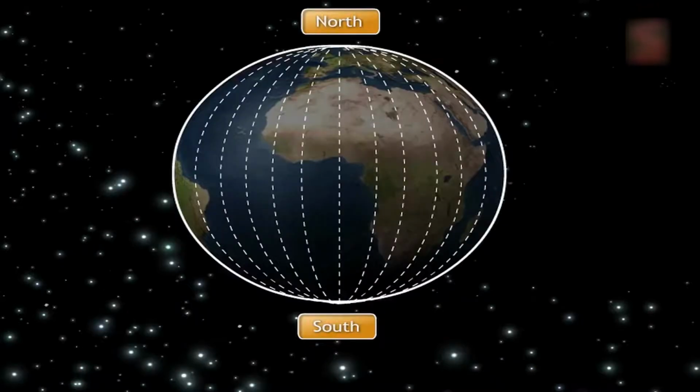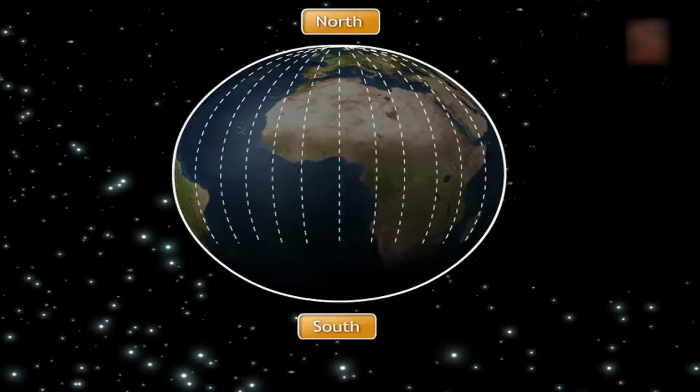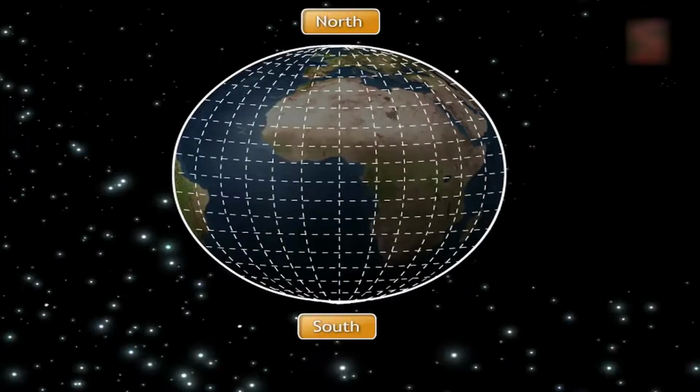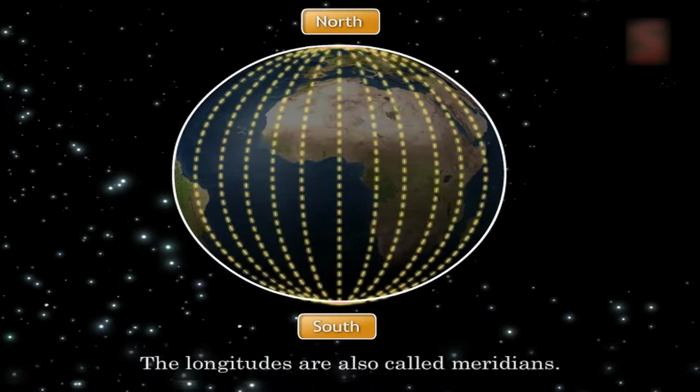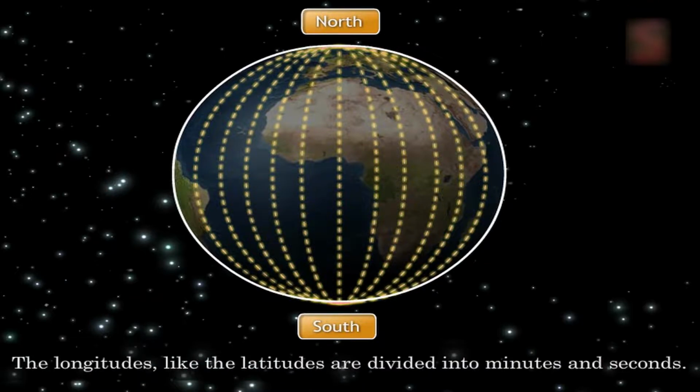The longitudes, unlike latitudes, are semicircles that connect one pole to the other. Every longitude cuts every latitude on the globe. The longitudes are also called meridians. The longitudes, like the latitudes, are divided into minutes and seconds. Now, let us learn about the Greenwich longitude.